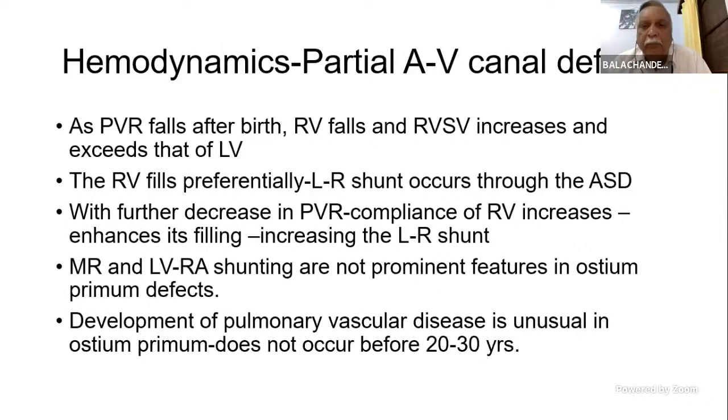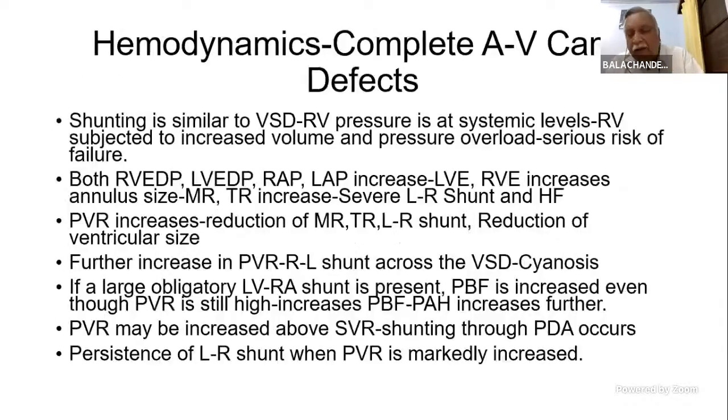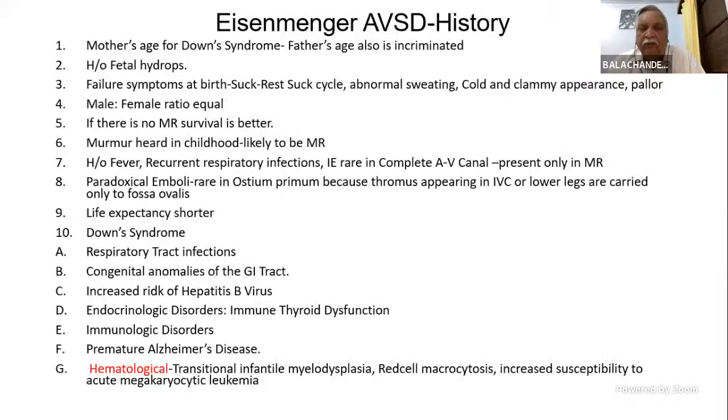And of course, the partial AV canal defect is important because it's like an ostium primum defect. Next slide. But here, again, there is an earlier occurrence of pulmonary arterial hypertension, especially since you know that there is Down syndrome. And most of the time, the shunting is similar here to VSD because the RV pressure is at systemic levels. So RV EDP, LV EDP, everything will rise, etc. So next slide. Let's go a little faster.